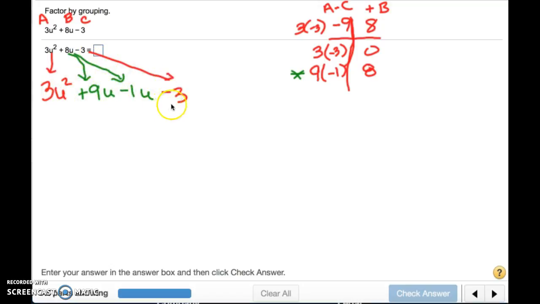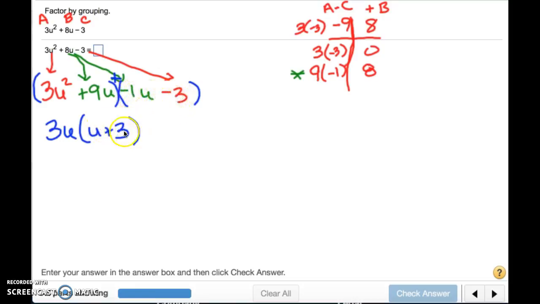So now I have four terms. I'm going to go like I did in the last chapter: group the first two, group the second two, move that minus sign in with it, put a plus in between. These both have 3u in common. When I factor that out, it leaves me a u. And over here I get plus 3, because 9u divided by 3u gives you 3.